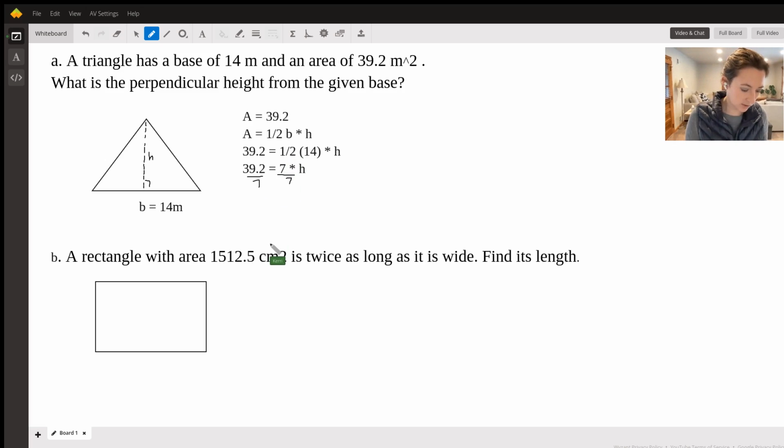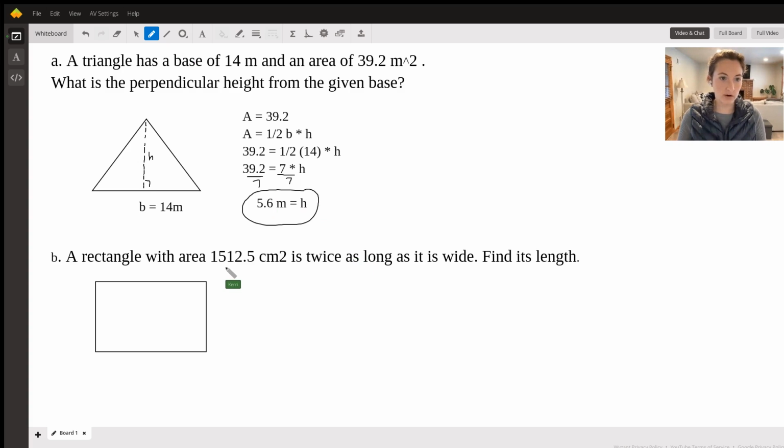And so in my calculator now, I'm going to grab 39.2, divide that by 7, and that will give me 5.6. So my final answer, I need to put my meters in, so it would be 5.6 meters, and that would be our answer there. Okay, moving on to our next one.